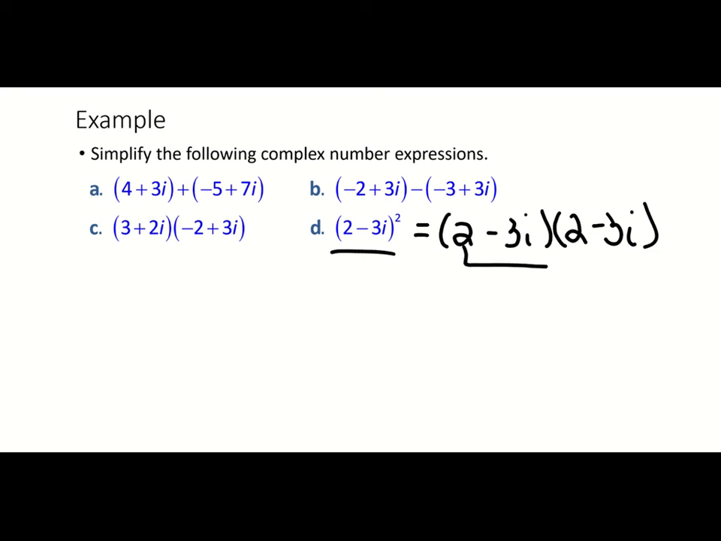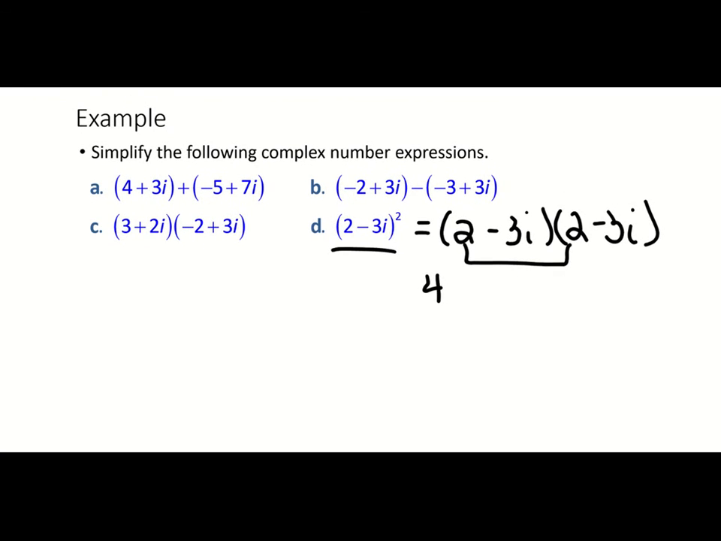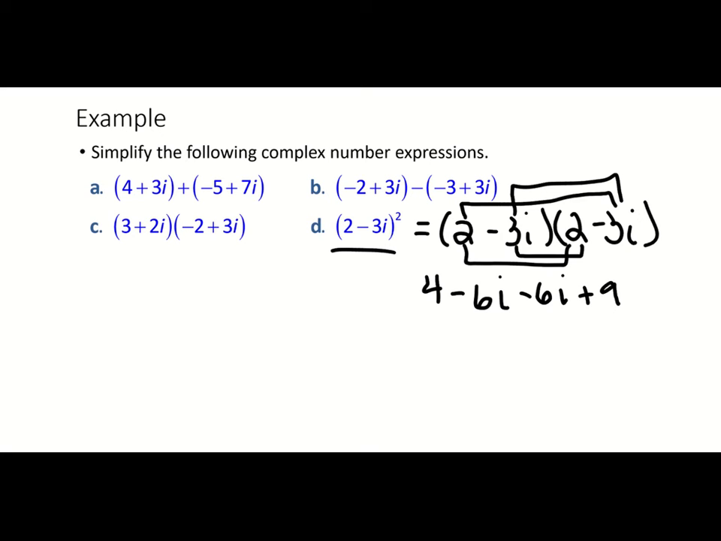And we'll FOIL. So 2 times 2 is 4. And then we'll do 2 times -3i, so we get -6i. Then we'll do -3 times 2, which gives us -6i again. And then our last terms are -3i times -3i, so it becomes positive 9i squared. And what we need to look at here is, again, we have i squared, so we're going to convert that to -1.